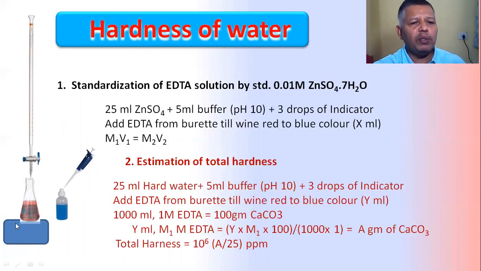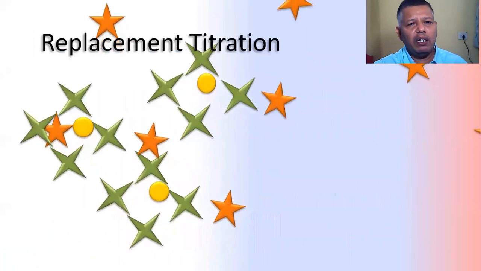This is the end point of the titration, and whatever reading we get on the burette, considering it as X ml or Y ml, we substitute it here, and from that we can calculate the hardness in terms of calcium carbonate. In this way, this complexometric titration can be used for the measurement of the hardness of water.